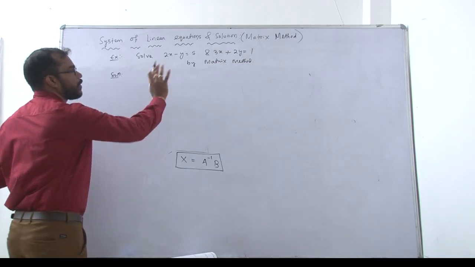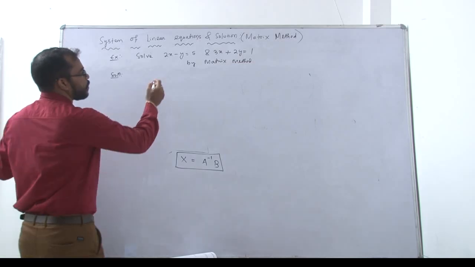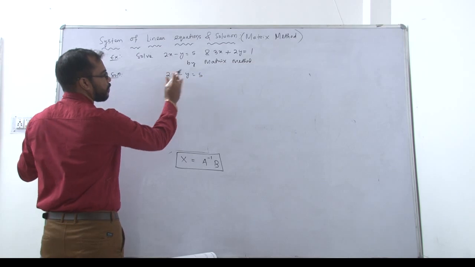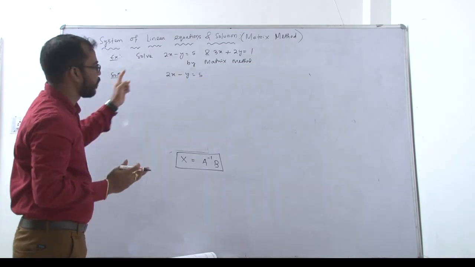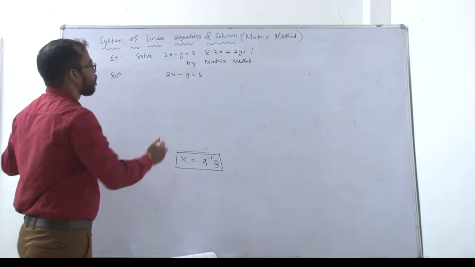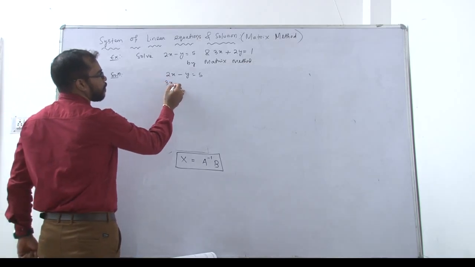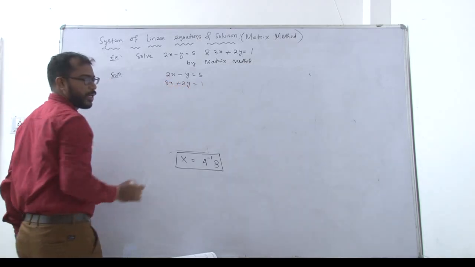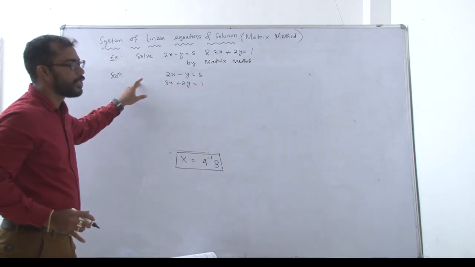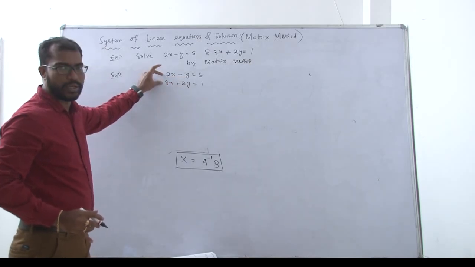First, we have to write the simultaneous linear equations in a systematic order. That means first x, then y, and then the constant on the right side. So here 2x minus y is equal to 5, and the second equation is 3x plus 2y is equal to 1. This is the system of linear equations because it contains two variables and two equations.